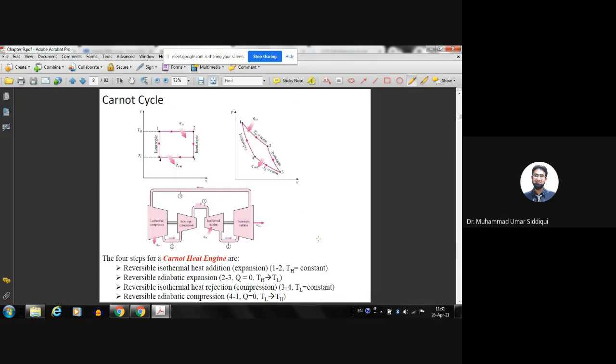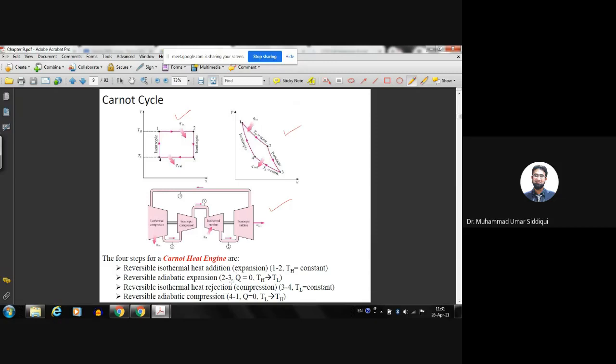Carnot cycle is the very first cycle. Obviously, this is the basis to determine the efficiency of any other cycle. We discussed the Carnot cycle in a bit more detail in chapter number 6, so I'm not going to go into those details again. Anyways, this is the PV diagram. This is the TS diagram for the Carnot cycle. This is the schematic diagram.